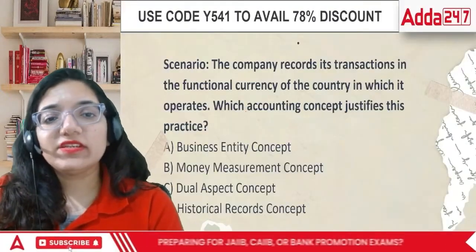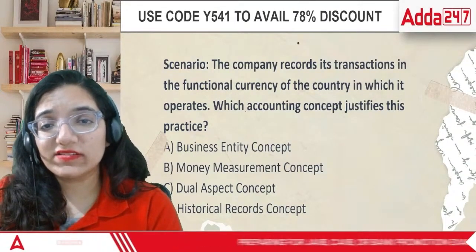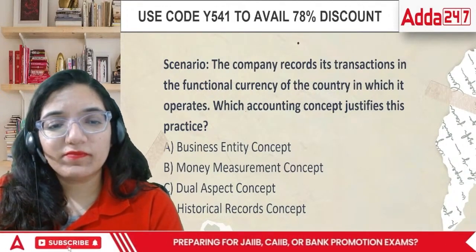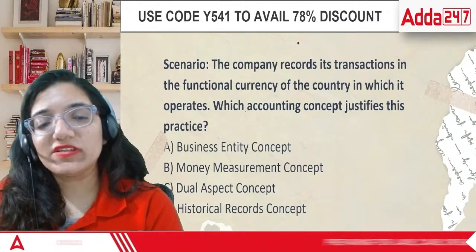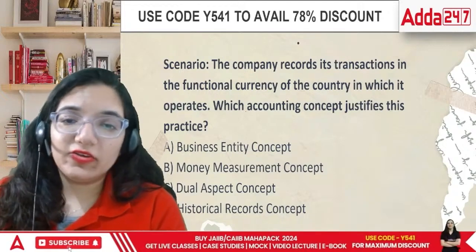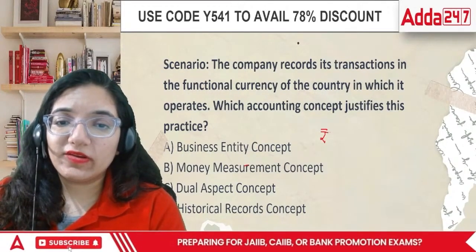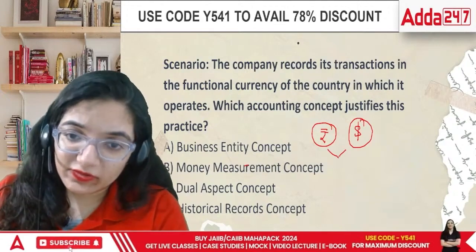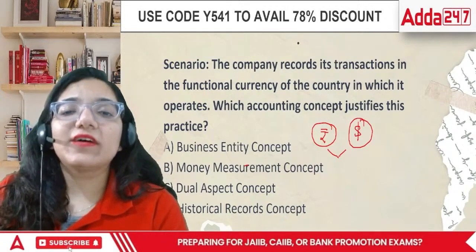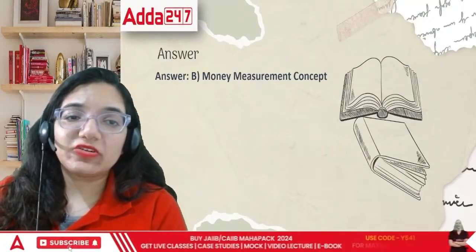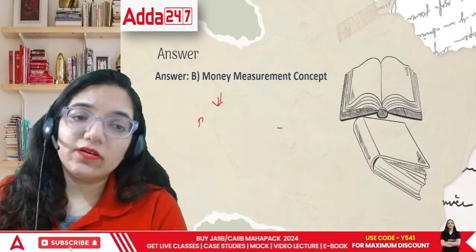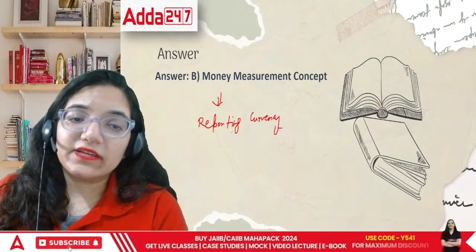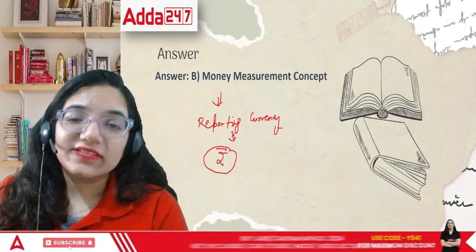Then comes: the company records its transactions in the functional currency of the country in which it operates. Which accounting concept justifies the practice? Business entity, money measurement, dual aspect concept, or historical records concept. There is no problem in recording in rupees, and no problem in recording in dollars. You will record things as per that requirement. For this purpose, our home currency is rupee, so record it in rupees. The answer is the money measurement concept. You will record everything in your reporting currency, and your reporting currency is your home currency, that is, rupees. Okay?